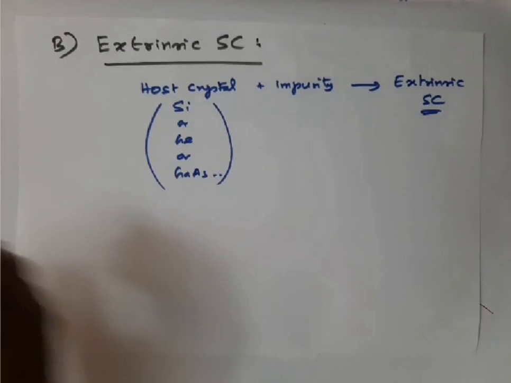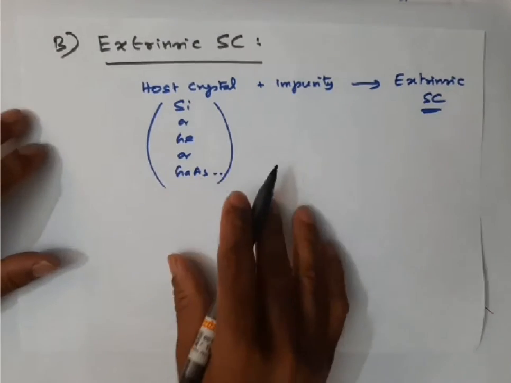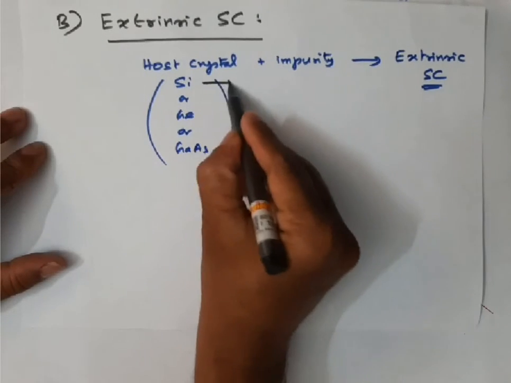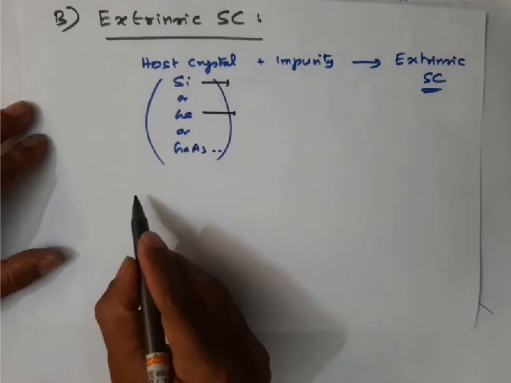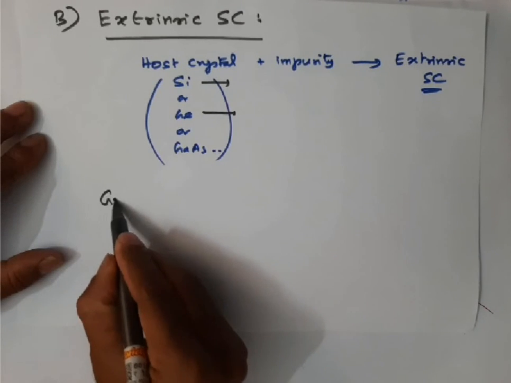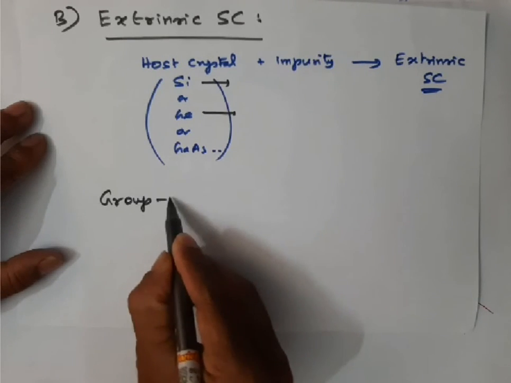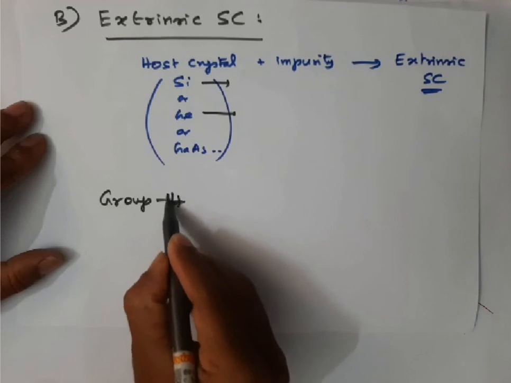Now I'll take elemental semiconductors like silicon and germanium. Say for example, I'll take silicon. Silicon and germanium belong to group 14 in the periodic table. Group 14.